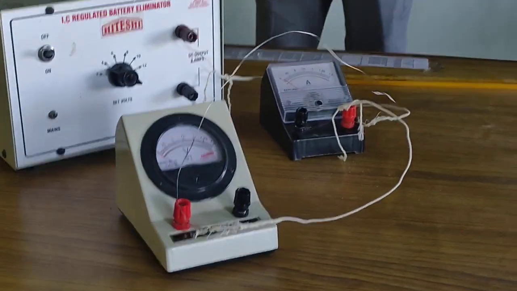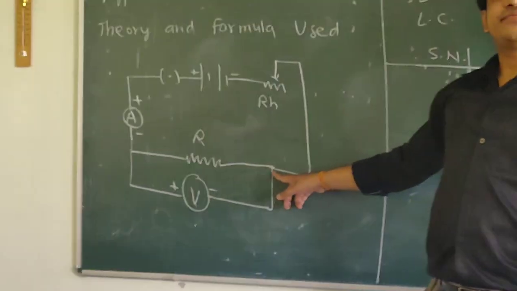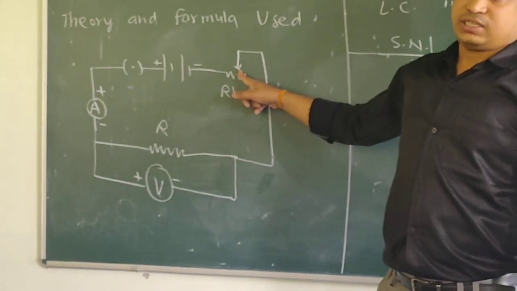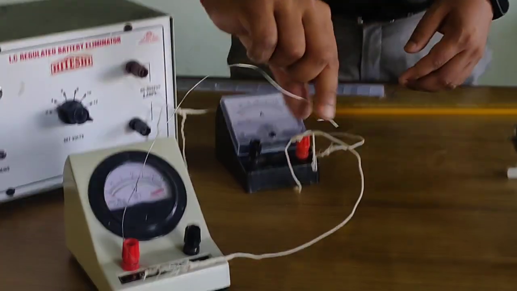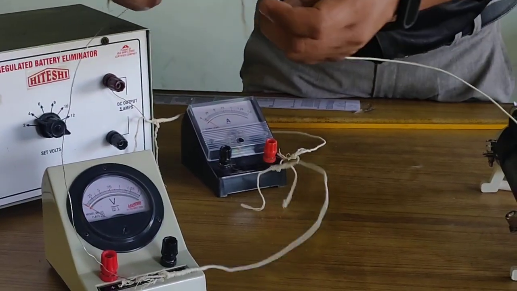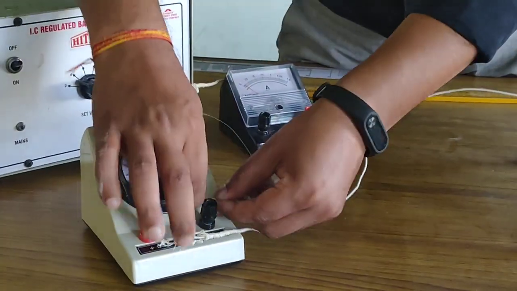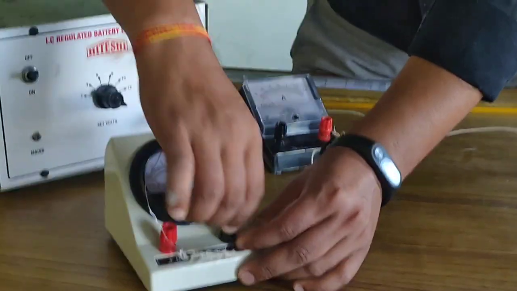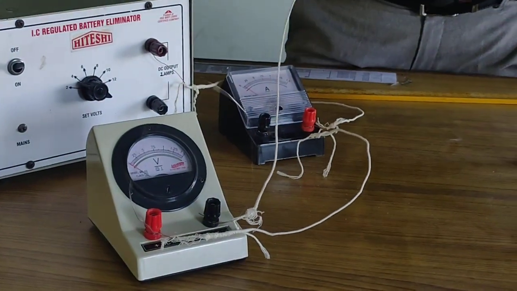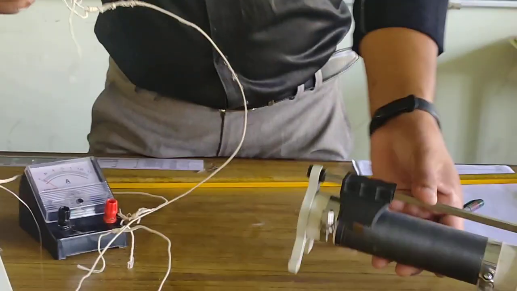Now the negative terminal of the voltmeter connects to the other end of the resistance, and these both terminals are connected to the variable end of the rheostat. Okay. So now see, this is the other end of the conductor wire. So it is connected with the negative terminal of the voltmeter, and this is going to connect to the variable terminal of the rheostat.